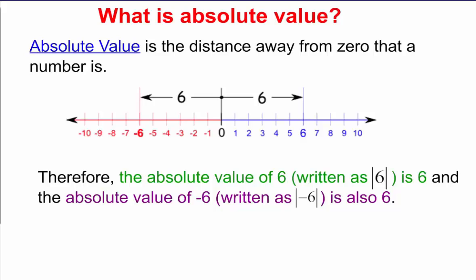For example, if we look at positive 6, it is 6 units away from zero. And negative 6 is also 6 units away from zero. So the absolute value of 6 is 6, and the absolute value of negative 6 is also 6.